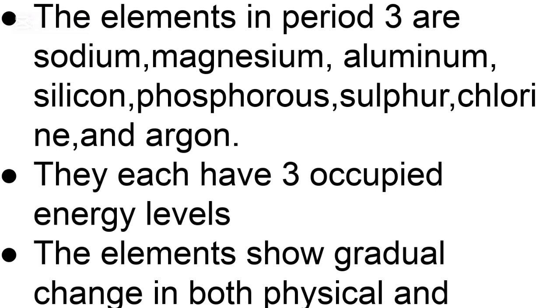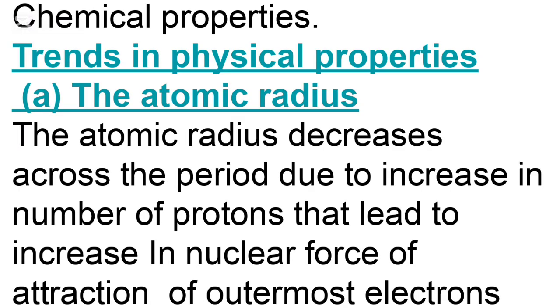Now we are going to look at the physical properties, the trends in the physical properties. Then we shall look later at the trends in chemical properties. Now, trends in physical properties. The first trend we are going to look at is the atomic radius. The atomic radius decreases across the period.